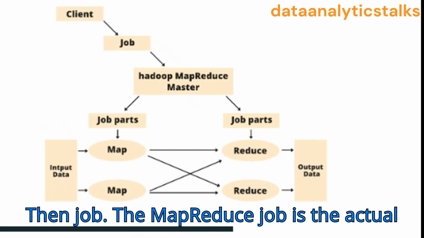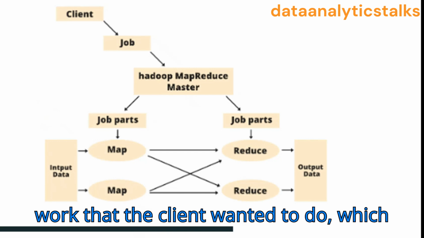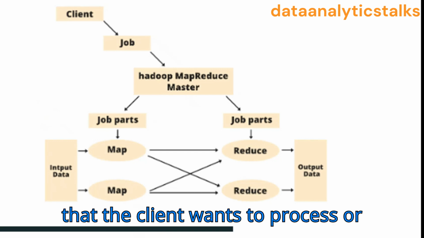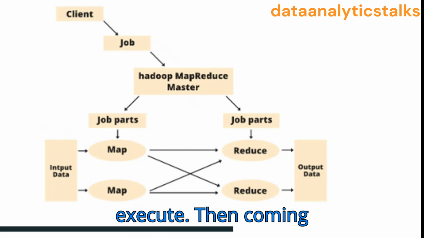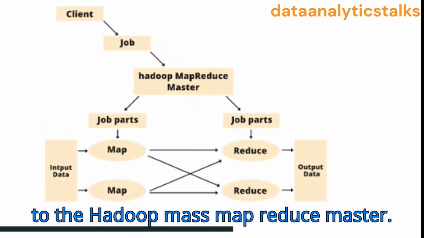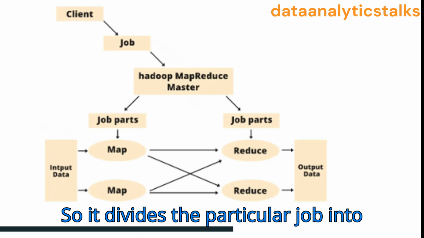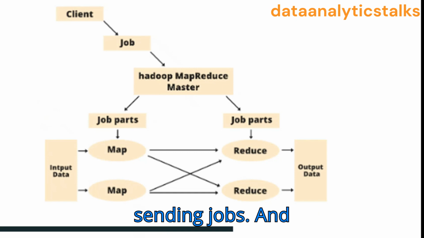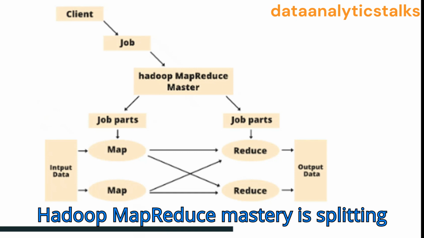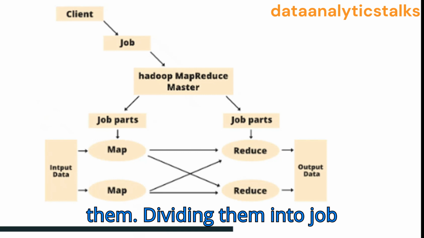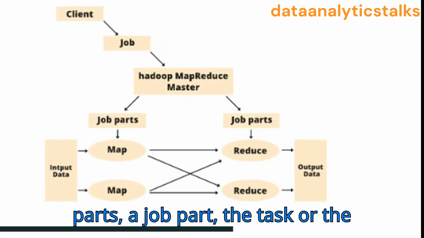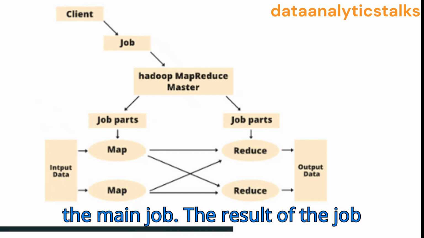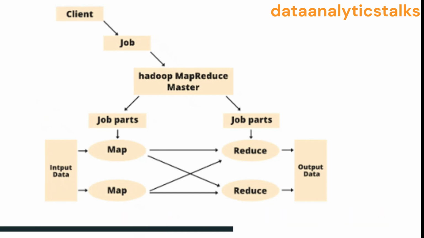Then the job. The MapReduce job is the actual work that the client wants to do, which is comprised of many smaller tasks that the client wants to process or execute. Then coming to the Hadoop MapReduce master, it divides the particular job into subsequent job parts. So the client is sending jobs and the Hadoop MapReduce master is splitting them, dividing them into job parts. A job part is a task or sub-job obtained after dividing the main job. The results of the job parts are combined to produce the final output.